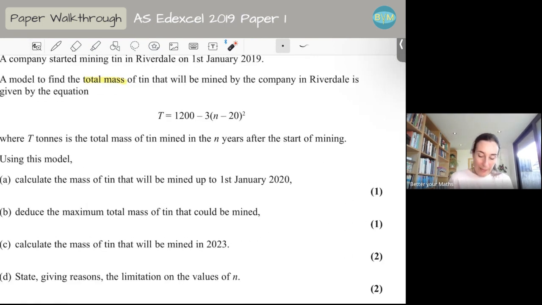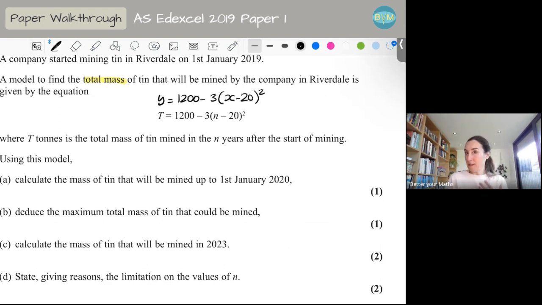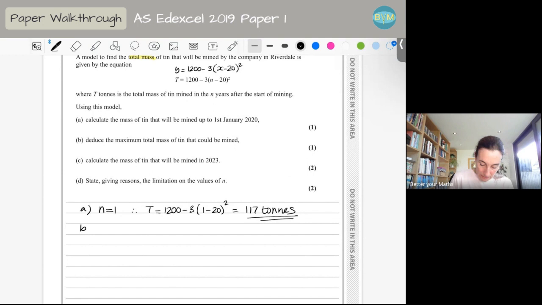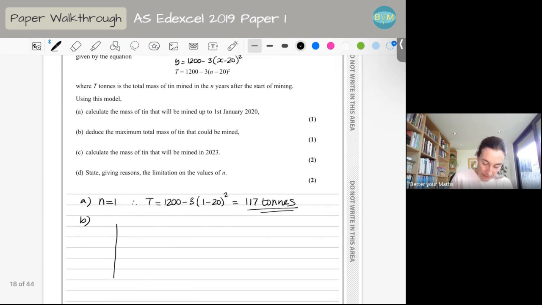I hope you see here a quadratic function. So this is like having y equals 1200 minus 3 times (x minus 20) squared. Yeah, that's a quadratic. I'm going to represent it because I think it's going to help you to see what is happening. So we have n in the horizontal axis, and T in the vertical axis.